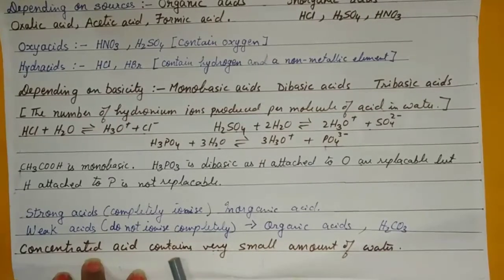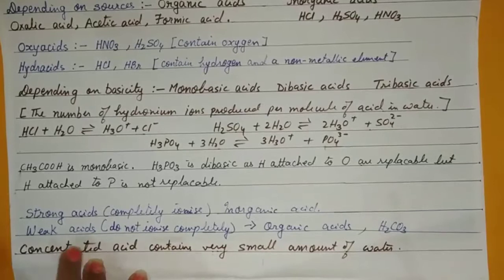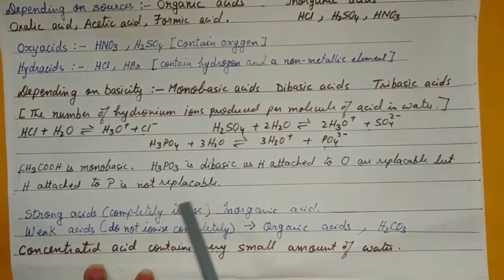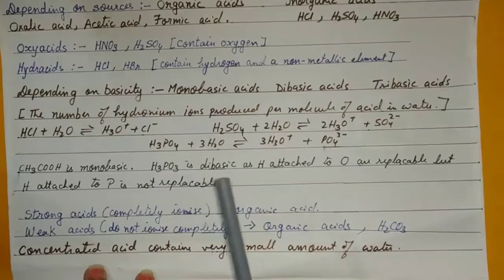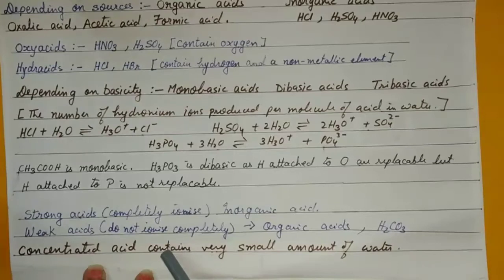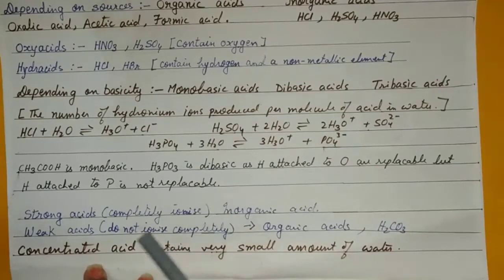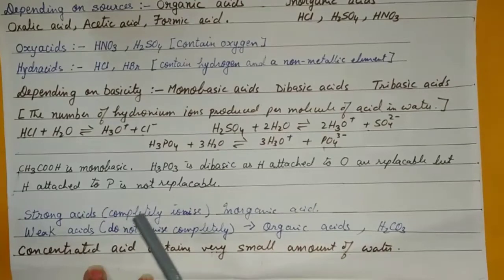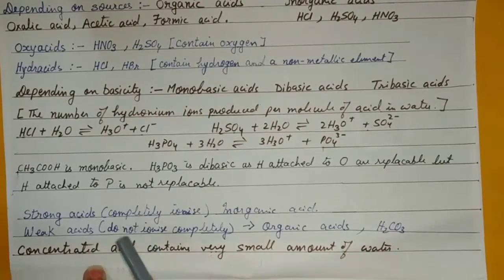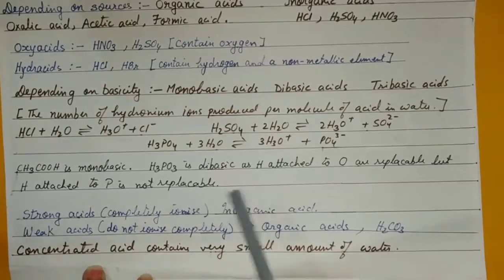Then, very important, a concentrated acid contains a small amount of water. Now the question is whether the acid is concentrated or dilute. That talks about whether the amount of water present in the acid is more or less. Very little or less, it is a concentrated acid. More, it's a dilute acid. So if it is a strong acid, with less water it becomes concentrated, and with more water it becomes dilute.